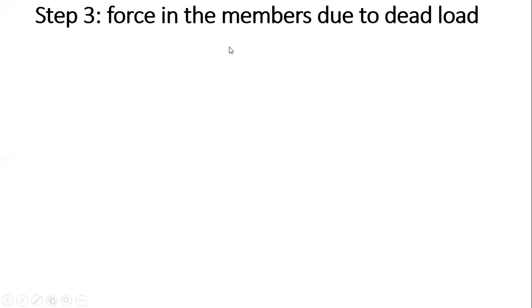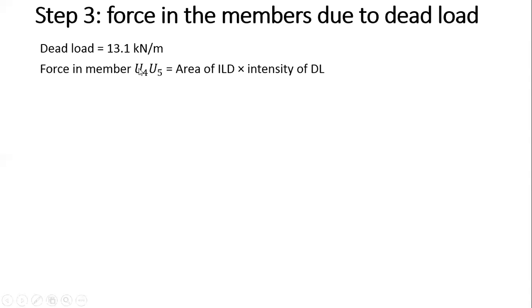Next, I have to calculate the force in the member due to dead load. Okay. Now I already calculated the dead load as 13.1 kilonewton per meter. Now I have to calculate the force in the member U4U5, that means the upper member, due to dead load only. So how much is this? The force is the area of the IL diagram. I have already plotted the IL diagram. So I have to take the area into the intensity of the dead load.